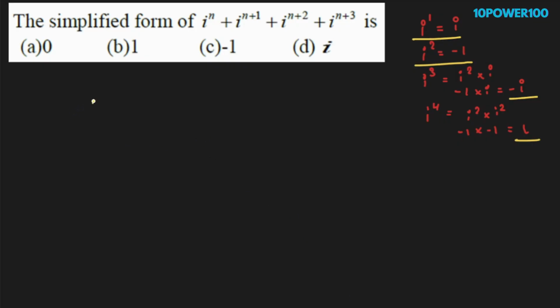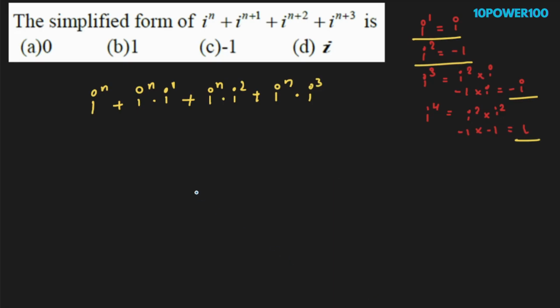Let's write this. Next, i power n plus i power n plus 1. What I'll do is I'll write i power n into i power 1. If the bases are same, we can add up the powers. Plus i power n plus 2, once again, I can write it as i power n into i power 2. Plus i power n plus 3 can be taken as i power n into i power 3.